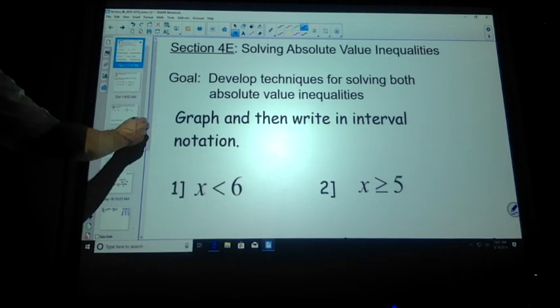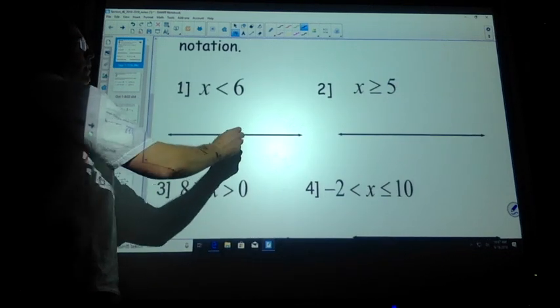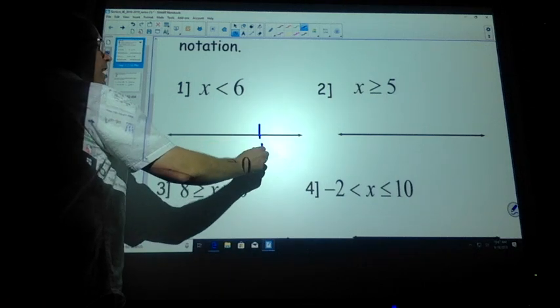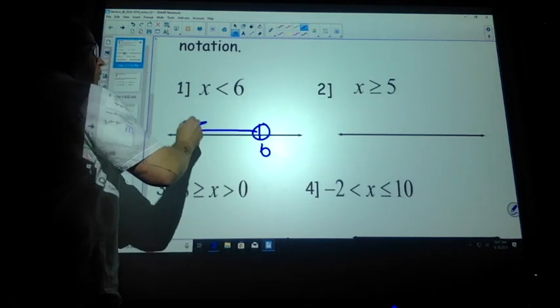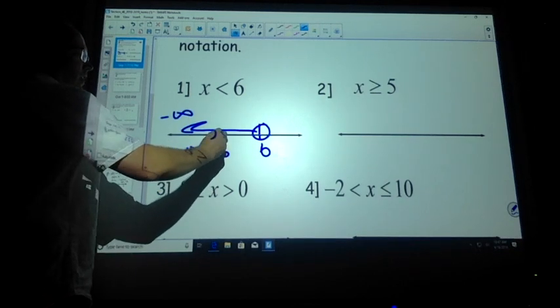All right. Graph and write in interval notation. Ready? 6. Open dot going this way to negative infinity. Interval notation: negative infinity to 6. Done.